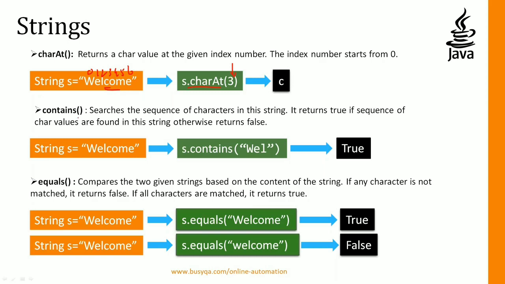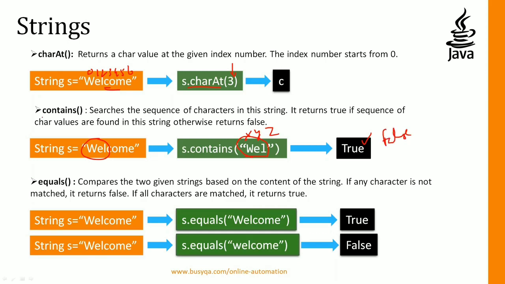Next one is the contains method. The contains method will return either true or false. It will check whether our string is present in the main string or not. So for example, here string s is equal to welcome. I am verifying s dot contains wel. Is it present in this string? The first three characters are the same, so this will return true. Suppose I gave xyz here. xyz is not part of this string, so this will return false.